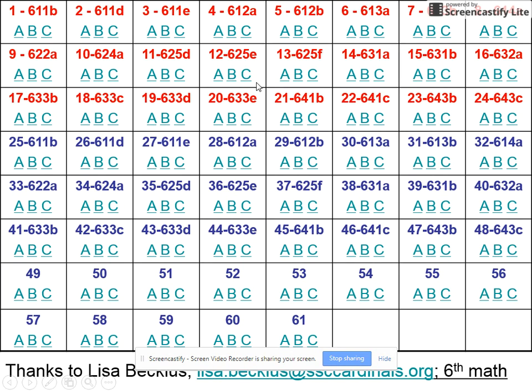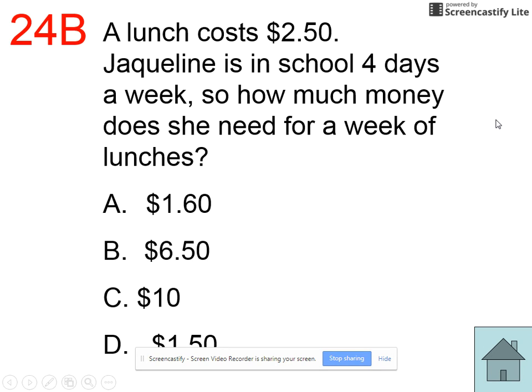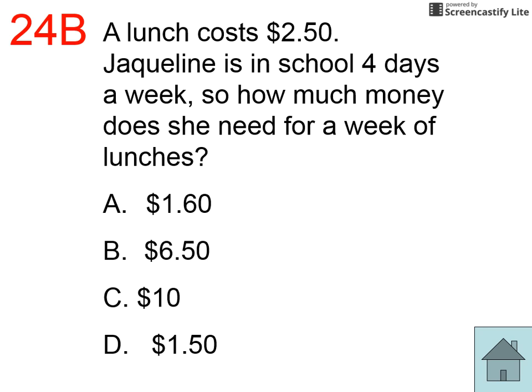Okay, so your first number is 24B. The question reads, a lunch costs $2.50. Jacqueline is at school 4 days a week, so how much money does she need for a week of lunches? Go ahead and choose which answer you think is correct. We have A, $1.60, B, $6.50, C, $10, or D, $1.50. Go ahead and pause the video now to give students a chance to answer this question.